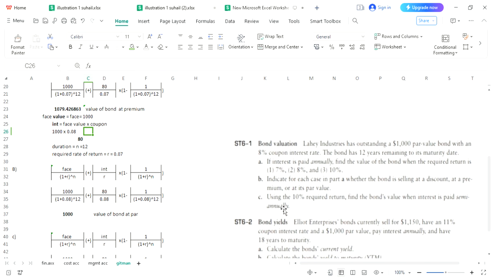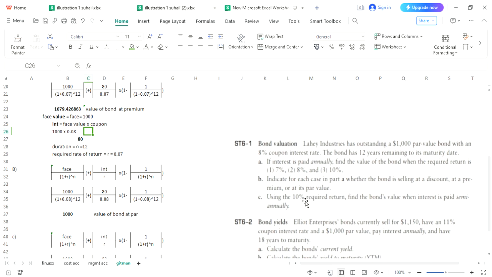Next is using 10% required rate of return, find the value when interest is paid semi-annually. Semi-annually means you will calculate it for 6 months. Please keep it in mind, required rate is 10%, and you are going to calculate semi-annually. Semi-annually is also called biannually. Biannually means 6 months, after every 6 months. So if this 10% you are getting annually, after 6 months, how much interest will you calculate? If it is 10% for the whole year, how much interest for the 6 months?